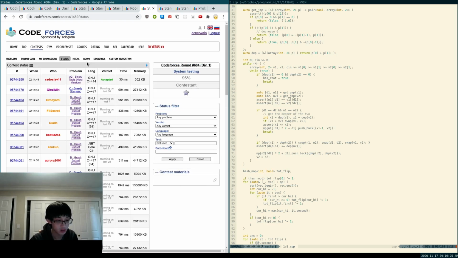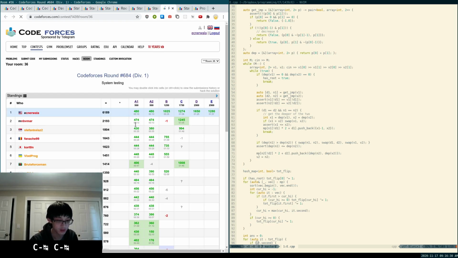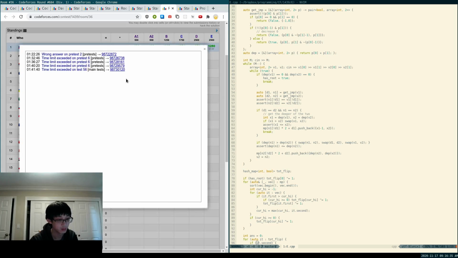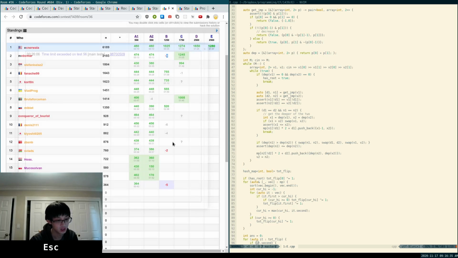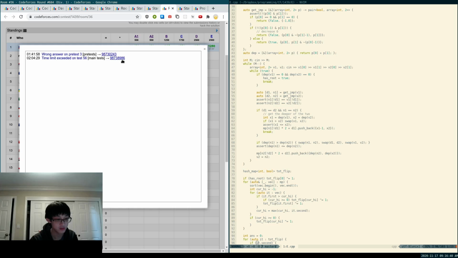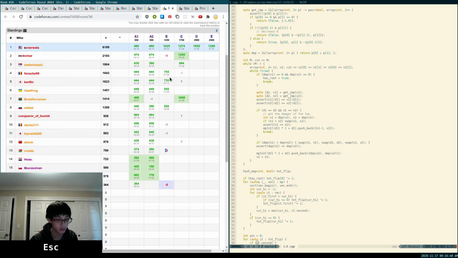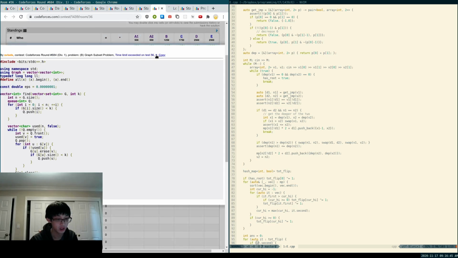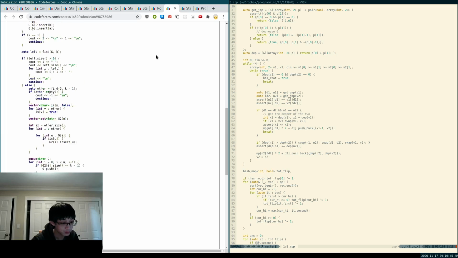We can go look at the status. And we can also check if there were any fails in our room. Looks like there were some fails on B, with TLE. Ooh. TLE on test 56. That's pretty rough. I wonder what their runtime was on the samples.